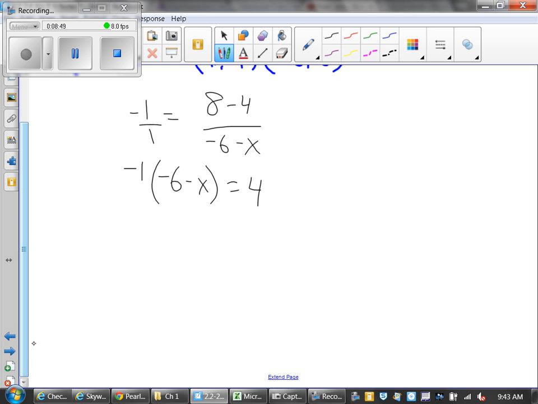Now, a lot of you guys might have done this a little bit differently. Let's get 6 plus x is 4. Did you get -2?